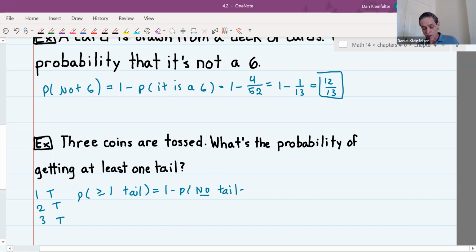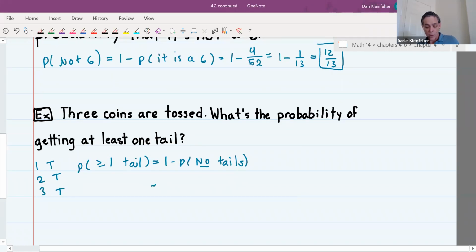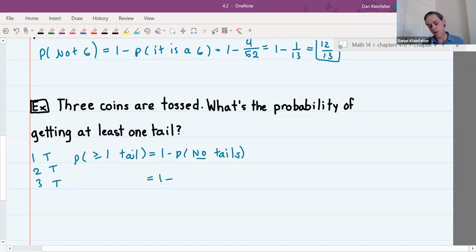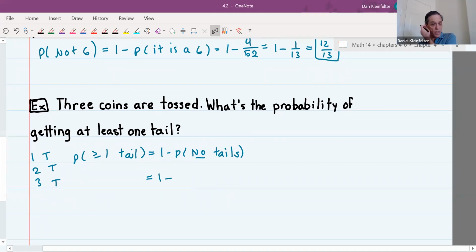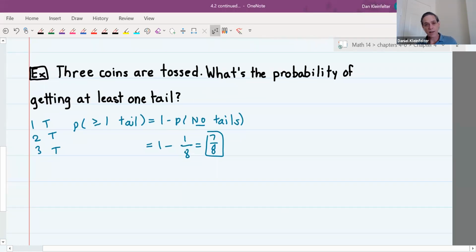And that's easy to figure out. Okay, so 1 minus the probability of no tails. So we need to think about how many ways the 3 coins could come out. There are 8 possibilities, and there's only one that has no tails, and it will be all heads. So there's a 1/8 chance of getting no tails. So 1 minus 1/8 is 7/8. So there's a 7/8 chance of getting at least one tail.